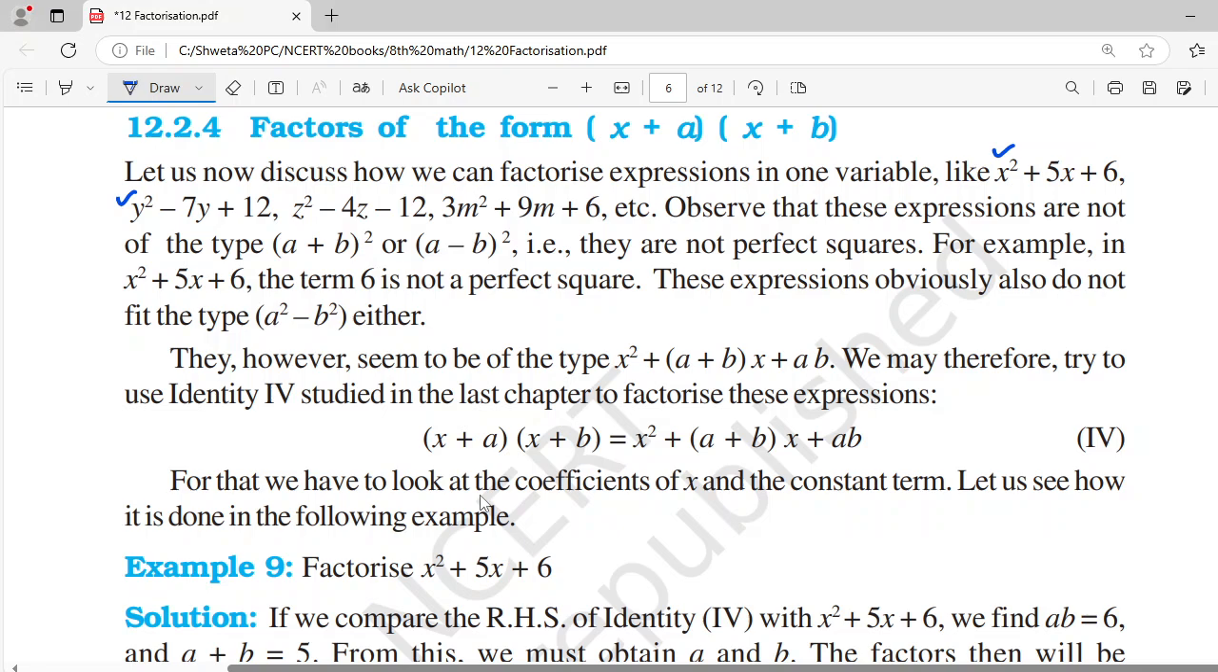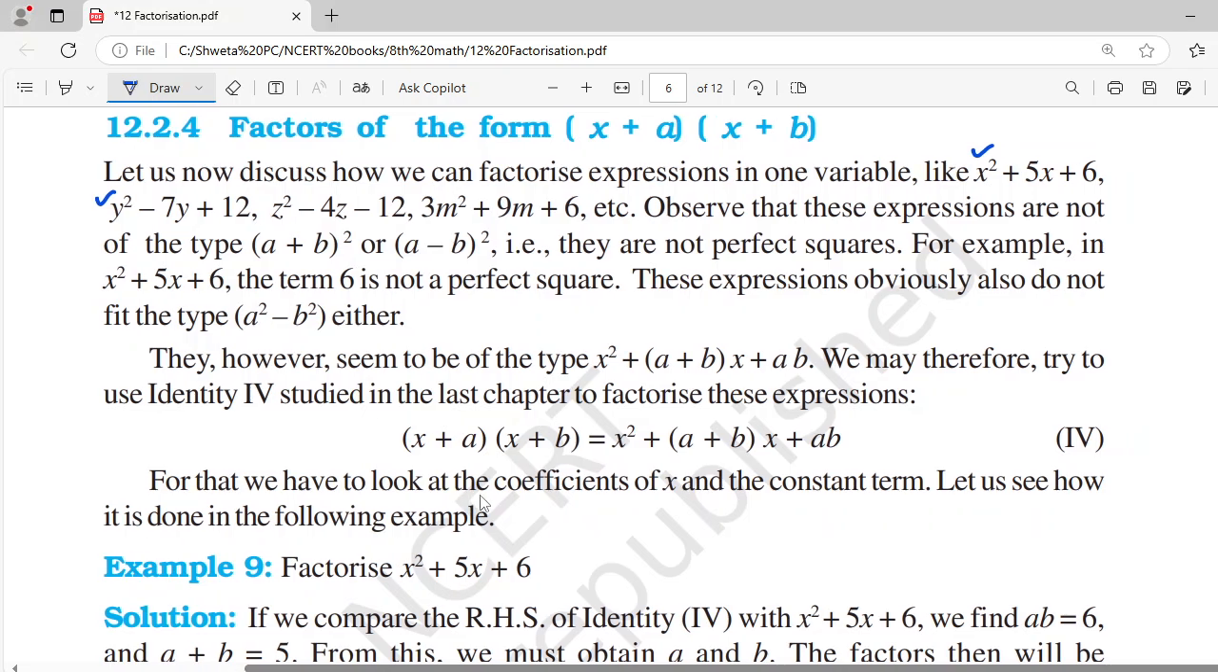So this identity can be used to factorize this expression. If we compare the right hand side with x² + 5x + 6, and compare each and every term, then this is exactly the same. Here we have x, and what is the value of a + b? a + b is equal to 5 and a × b is equal to 6. So what are the values of a and b? The numbers whose sum is 5 and product is 6, those numbers are a and b.